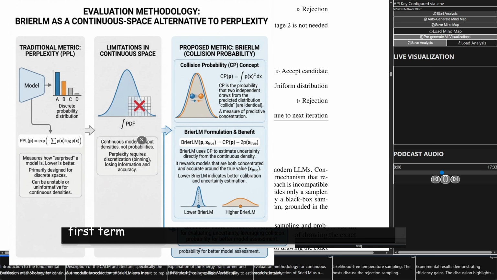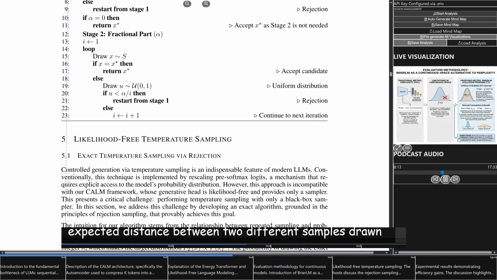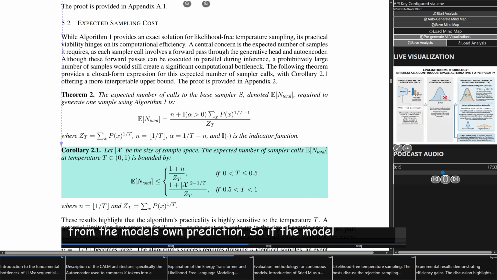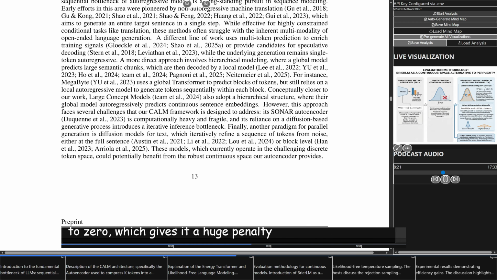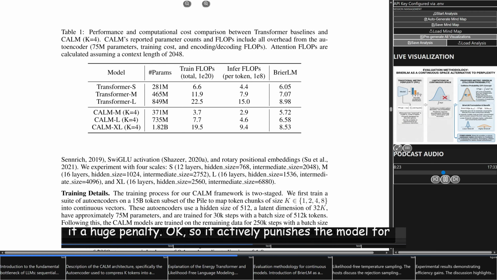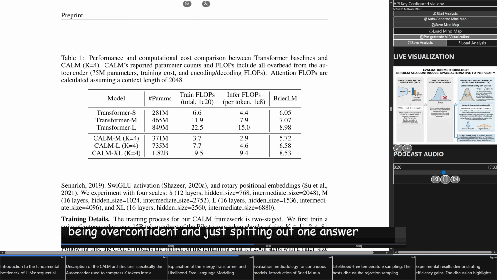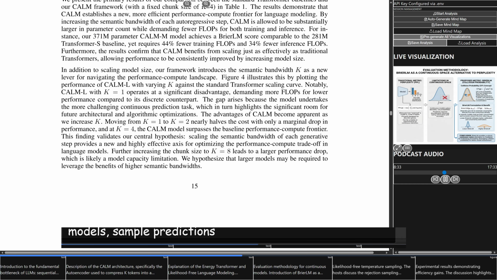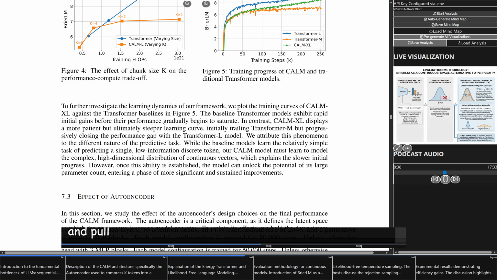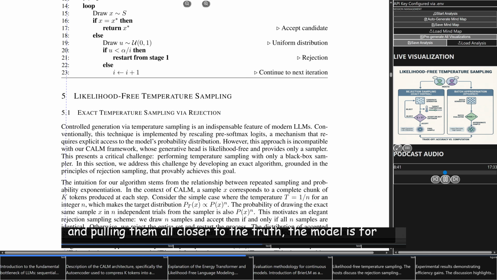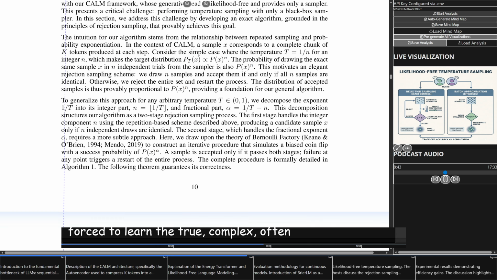The first term encourages diversity. It measures the expected distance between two different samples drawn from the model's own prediction. So if the model just collapses and predicts one single point, this distance goes to 0, which gives it a huge penalty. Okay, so it actively punishes the model for being overconfident and just spitting out one answer. What does the second term do? The second term encourages fidelity. It works to minimize the distance between the model's sample predictions and the actual ground truth vector. So by simultaneously pushing its own samples apart and pulling them all closer to the truth, the model is forced to learn the true, complex, often multimodal distribution of the data.